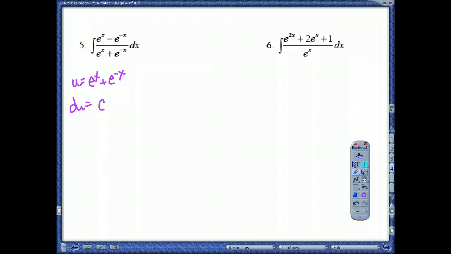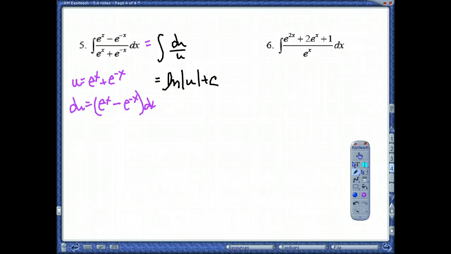Well, the derivative of e to the x is e to the x. The derivative of e to the negative x is e to the negative x times -1. So sure enough, that's exactly what we have. So how exciting and different is it that we have du over u, which turns out to be the natural log of the absolute value of u, which is the natural log of the absolute value of e to the x plus e to the negative x plus c.